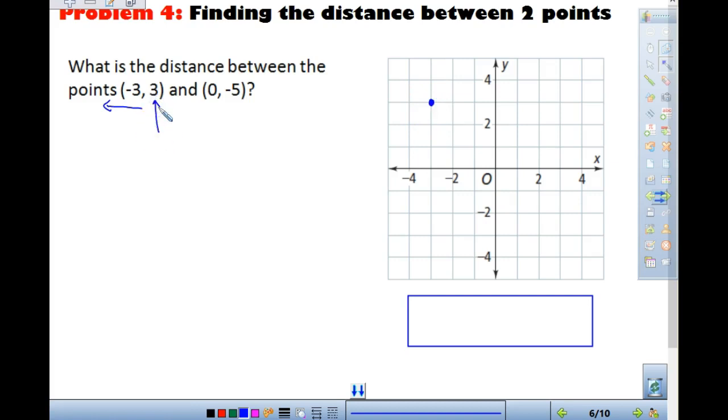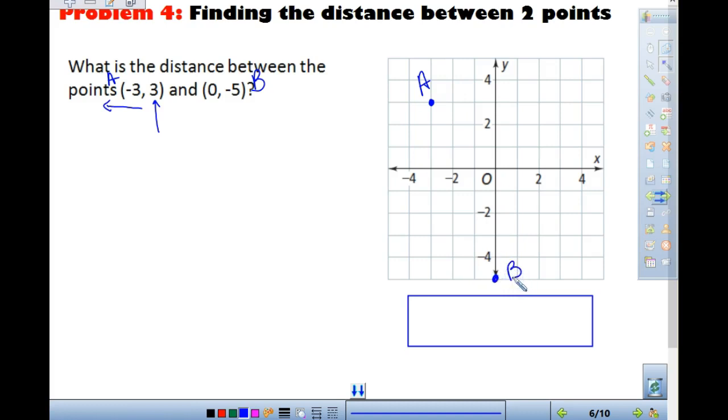So we are going to call this one A. So -3, 3, we're going to call that one A. We're going to call this one point B. So 0, -5. I need to plot that point. If I am plotting that, Abby, you want to tell me how I'm going to get to 0, -5? Go down 5. That's it, right? We're not moving left or right. We're just going down 5, and this is going to be point B.